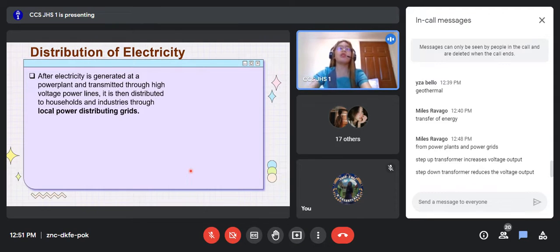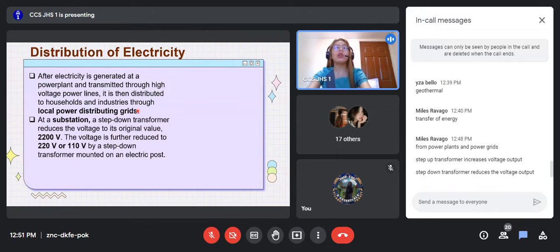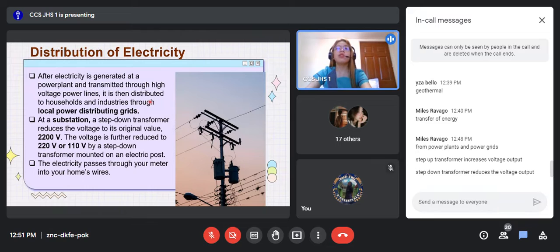Okay, so let us explain the distribution of electricity. After electricity is generated at a power plant and transmitted through high voltage power lines, it is then distributed to households and industries through local power distribution grids. So this is a sample picture of local power distribution grids or lines.